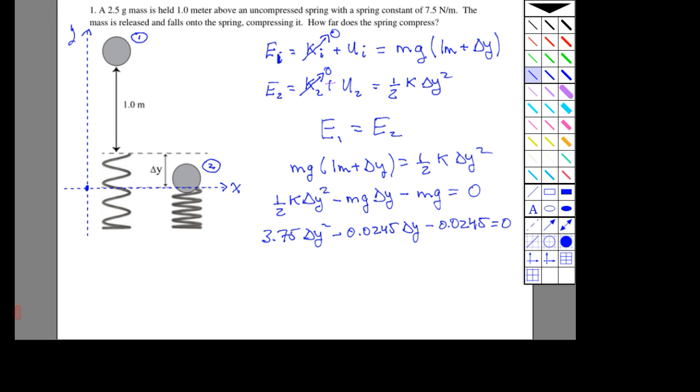I'm just going to write down what the answers are. Solutions to this are delta y equaling 0.0842 meters and negative 0.0776. Now, delta y is going to be positive. It's a positive distance. So we don't have to consider this negative value, and so the amount our spring is compressed is just 8.4 centimeters.